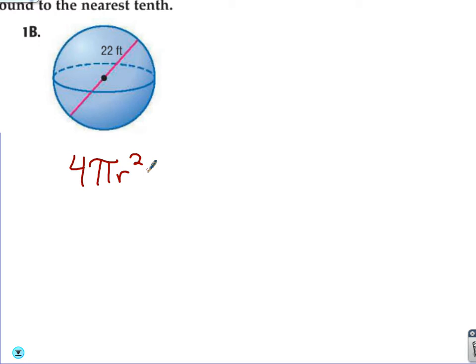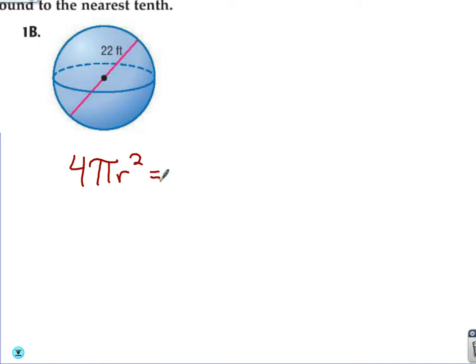Now what about lateral area? Reminder, lateral area is the area of all the sides of a shape. What about the lateral area of a sphere? Same thing. Lateral area, surface area, you have no bases. There's not a base there. So lateral area, surface area, it's the same thing.